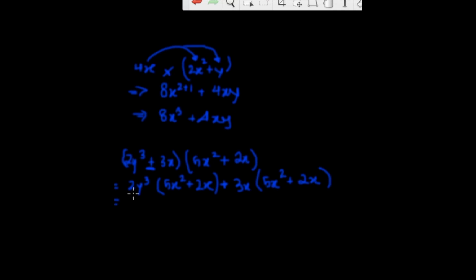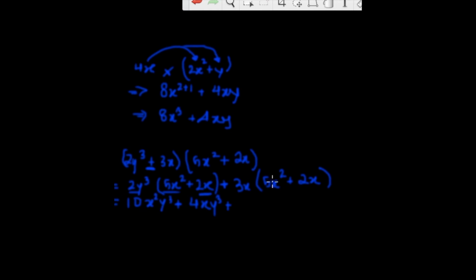So you need to multiply this term with this term first. That will be 2 times 5, which is 10. And because the variables differ, you can just write them as x squared y cubed. It's always better to write the variables in alphabetical order, so that's why x goes before y. And then the same with the next term in this bracket, which is 2x. That would just be 2 times 2, 4. That would be 4xy cubed.